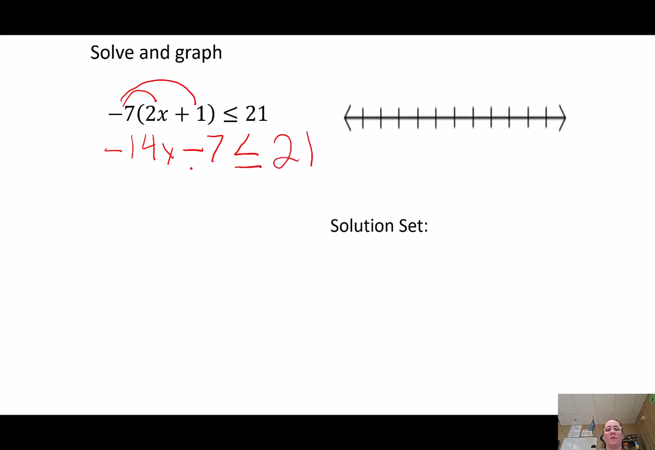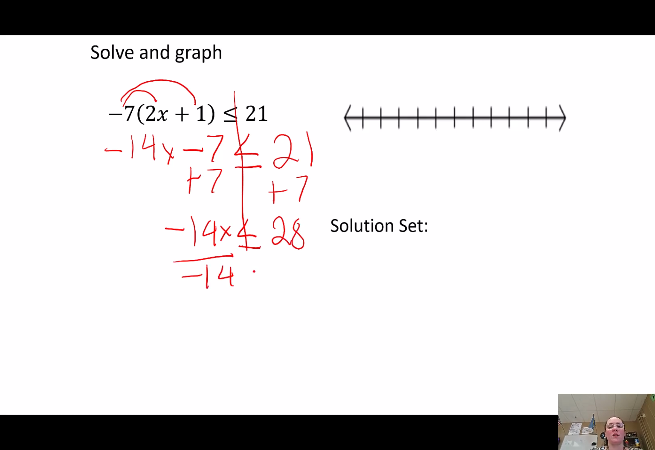From here, I've just got a two-step equation, so I'm going to add 7 on both sides. So negative 14x is less than or equal to, well, 21 plus 7 gives me 28. Divide both sides by a negative 14.